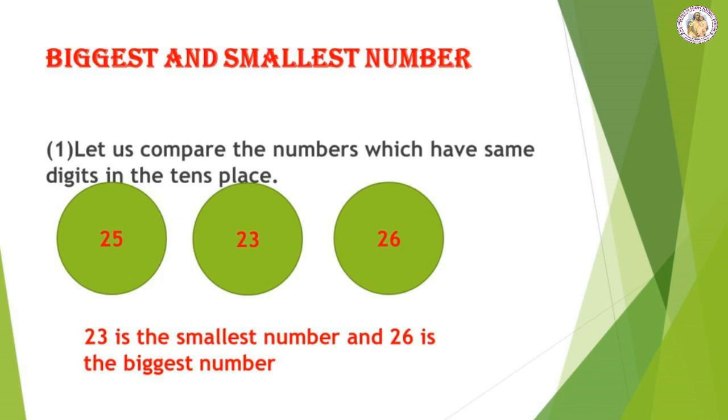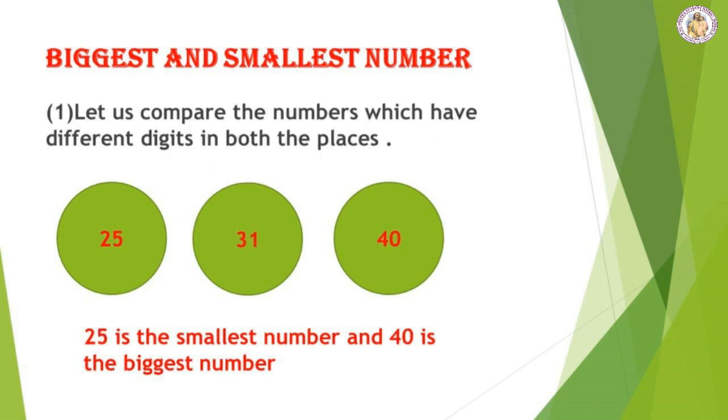Let us compare the numbers which have the same digits in the tens place. That is, here they have given 25, 23 and 26. Here the tens are equal. Yes. So we compare the ones. In 23, how many ones are there? 3 ones. In 25, how many ones? 5 ones. In 26, how many ones? 6 ones. Among 3, 5 and 6, 6 ones is the biggest and 3 ones is the smallest. So, 26 is the biggest number and 23 is the smallest number.